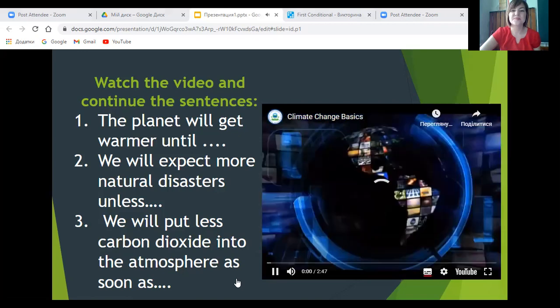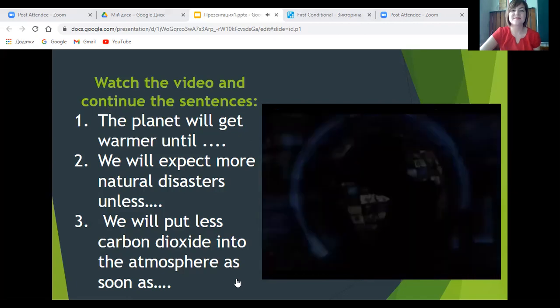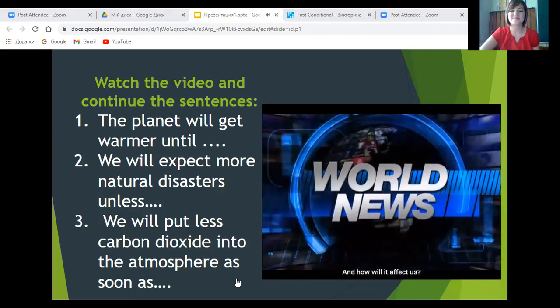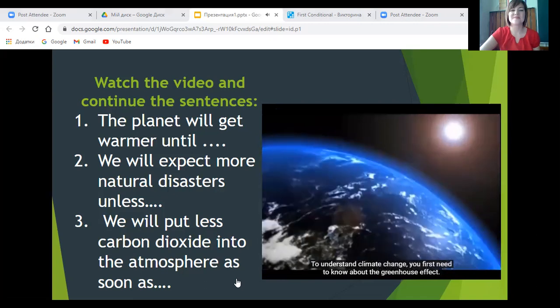Climate change has been in the news for years. But what is it? And how will it affect us? To understand climate change, you first need to know about the greenhouse effect.